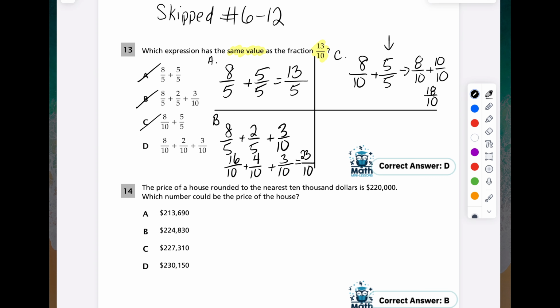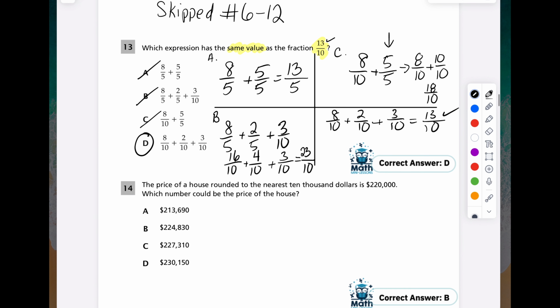And obviously we know this one's going to be the right one. Luckily they're all the same denominator, so I don't have much to do here. 8 plus 2 is 10, plus 3 is 13. And that matches what I was looking for. So D is the correct answer.